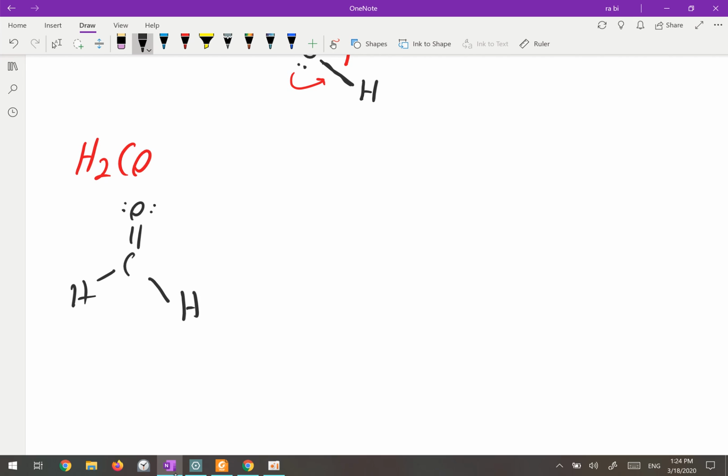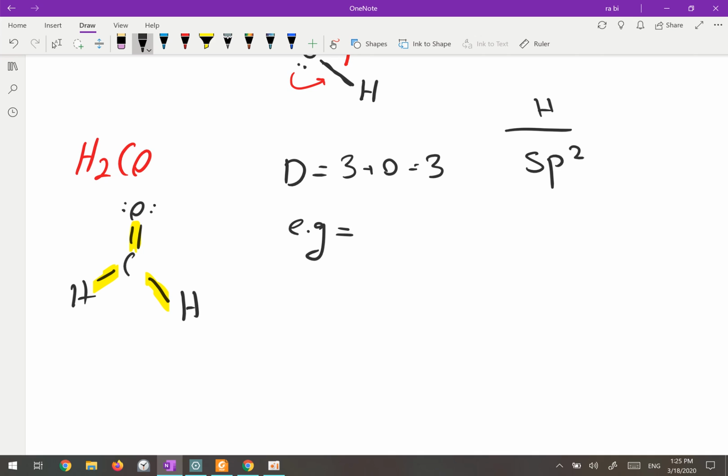So how many domains do we have here? This is 1, this is 2, and 3 domains. So we have 3 domains here, 2 single bonds and 1 double bond. We don't have any lone pair on the central atom, so plus 0. For 3 domains, the hybridization is sp2, and for sp2 hybridization, as we said earlier, the electronic geometry is trigonal planar.